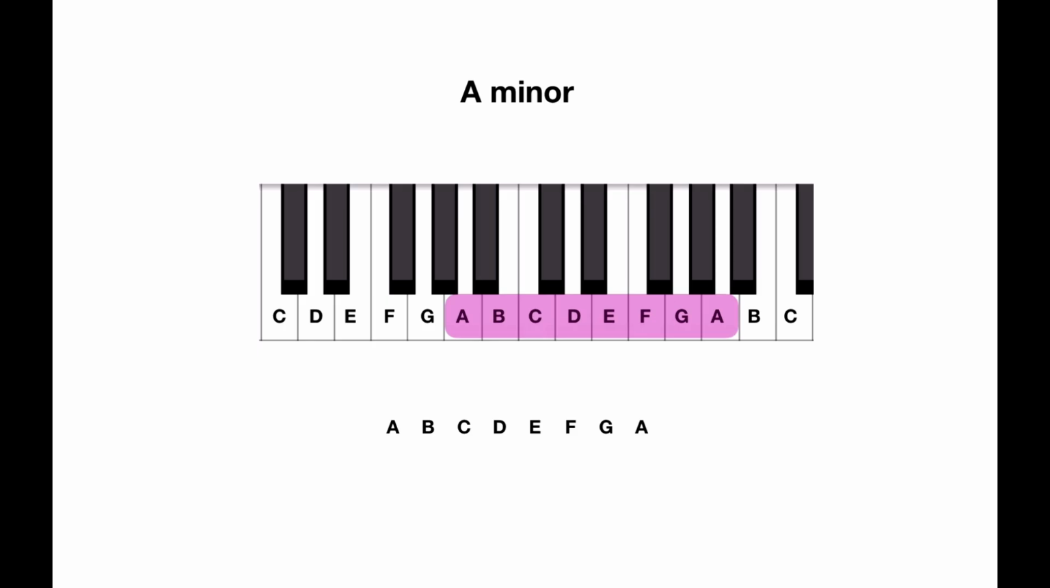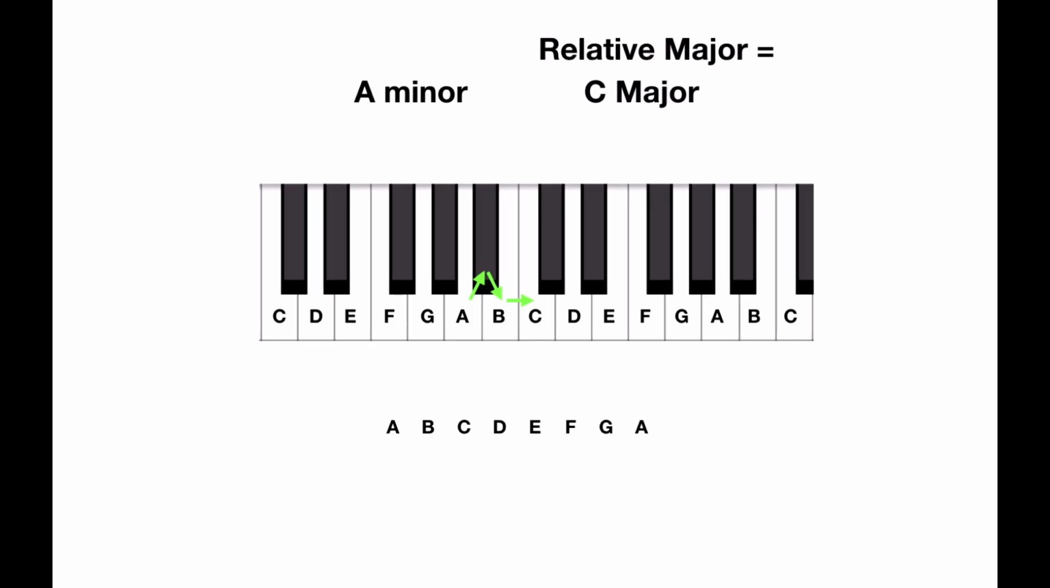And to find the relative major is super easy. All you have to do is count up 3 half steps. So from the note of A, we count up 3 half steps, 1, 2, 3, and we land on a C. So we now know that the relative major of an A minor is the C major scale.